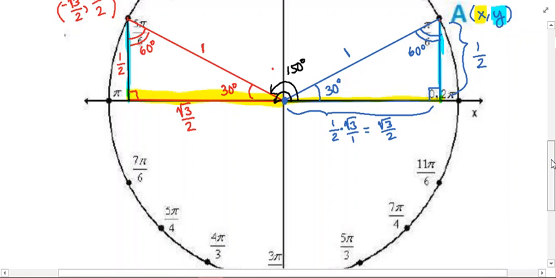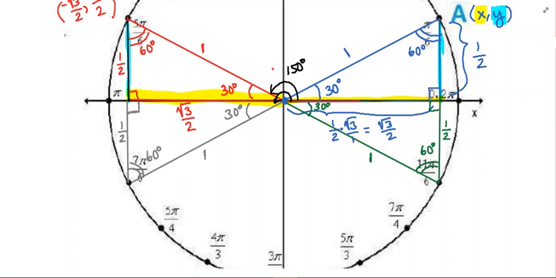I'm going to pause the video. I'm going to go ahead and draw those triangles in, and then I'll resume the video. All right, so I've drawn in the two triangles, one at 7 pi over 6 and the other at 11 pi over 6. They look pretty much identical.